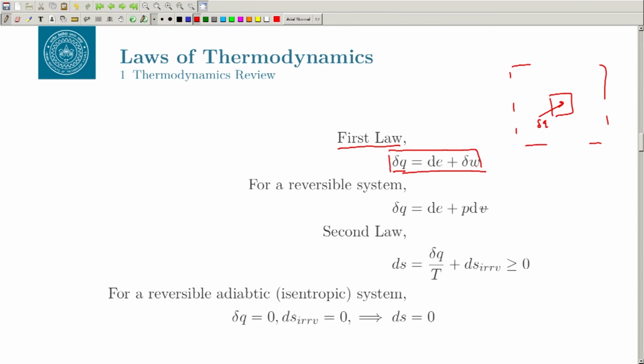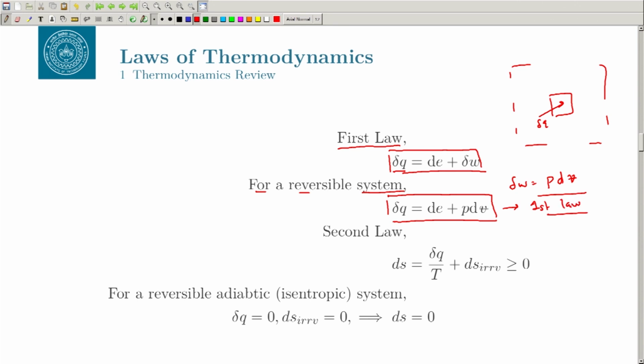And for a reversible system, that means there is no dissipation due to viscosity or other effects, you can take this delta W as equal to P dV, and there are several derivations available in the thermodynamics course. Please go through that. For that you can write delta Q equal to dE plus P dV. So, this is your first law of thermodynamics for a reversible system.